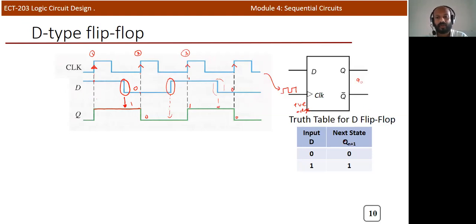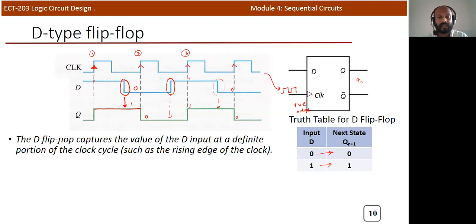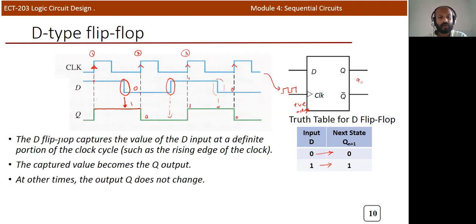When you study this truth table, it's confusing, because when the D input is 0, we assume that the output is 0, and when the D input is 1, the output is 1. But this output change occurs only when there is a rising edge clock, if it is a flip-flop triggered on the positive edge or rising edge clock. The D flip-flop captures the value of the D input at a definite portion of the clock cycle, such as the rising edge in this problem, and the captured value becomes the Q output. At other times, the Q output does not change.